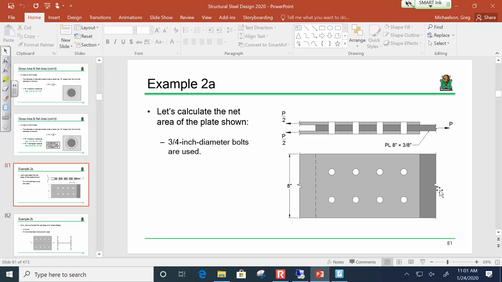Say it again. 3 inches squared. And how'd you do that? The thickness times the height. Exactly right. Pretty simple, right? So if I'm looking at example 2A, the gross area, so AG is 8 inches times 3/8 of an inch, which is 3 square inches. Sound good?